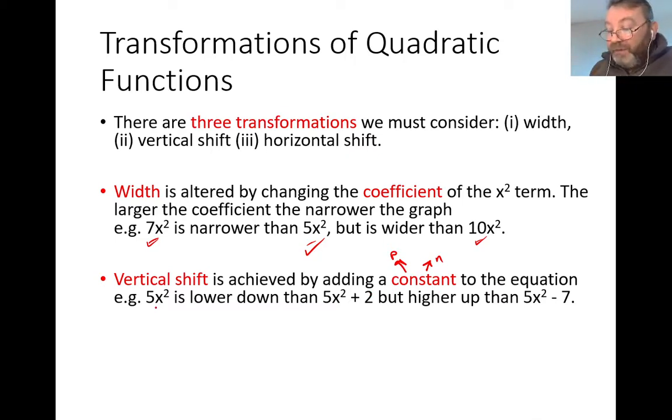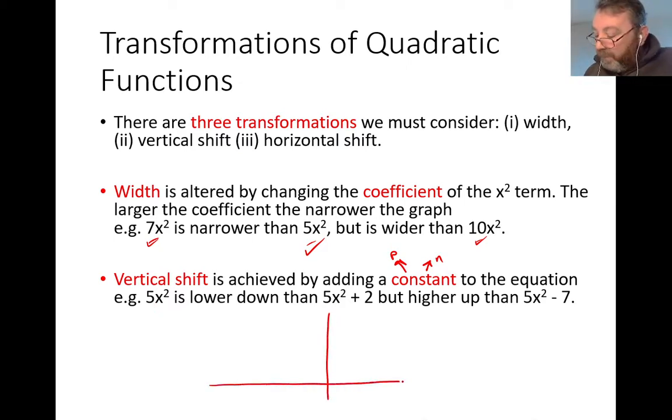So let's take an example here again of 5x squared. So let's just take the x and y axis again. Now, 5x squared, the most fundamental part of 5x squared is x squared. So because it's 5x squared, it's going to be narrower than the usual x squared. So something like this. Okay. What happens then when I have 5x squared plus 2? Now, the plus 2 simply takes that U shape and pushes it up 2 units.